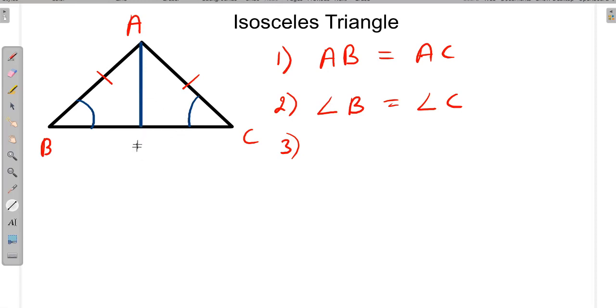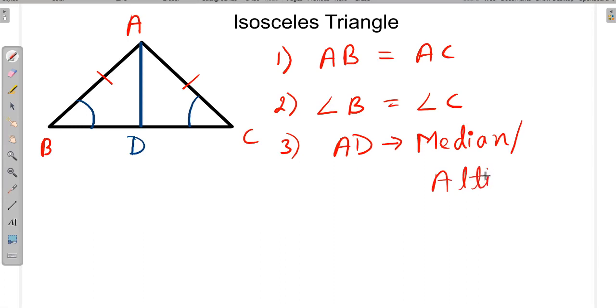Let me give a name to this line. Suppose that it is AD. So here the line AD acts as a median, as well as an altitude. But this condition is fulfilled only from the vertex where the two equal sides are joined. It is not fulfilled from vertex B.